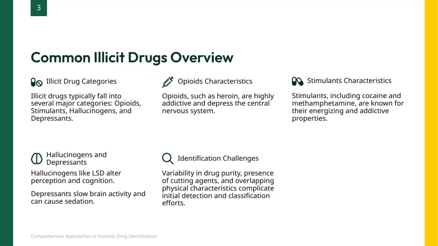When we talk about common illicit drugs, they generally fall into four main categories: opioids, stimulants, hallucinogens, and depressants. Opioids, like heroin, are particularly concerning because they're highly addictive and work by depressing the central nervous system, which can slow down vital functions. On the other hand, stimulants such as cocaine and methamphetamine have the opposite effect. They boost energy and alertness, but are also very addictive. Hallucinogens like LSD change how a person perceives the world around them, affecting their cognition and sensory experiences. Depressants, meanwhile, slow down brain activity and can cause sedation or drowsiness.